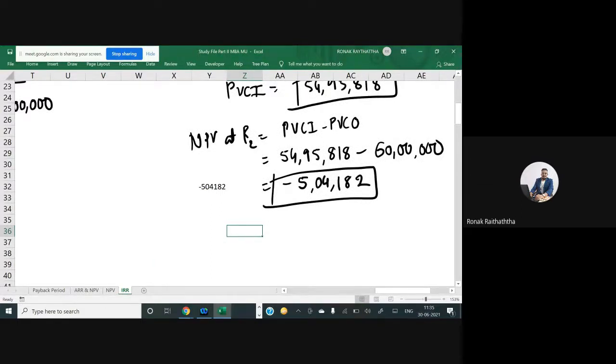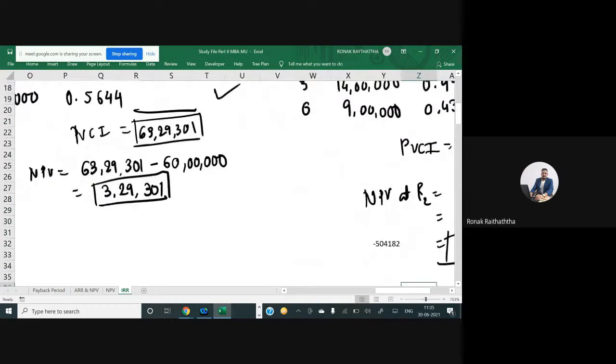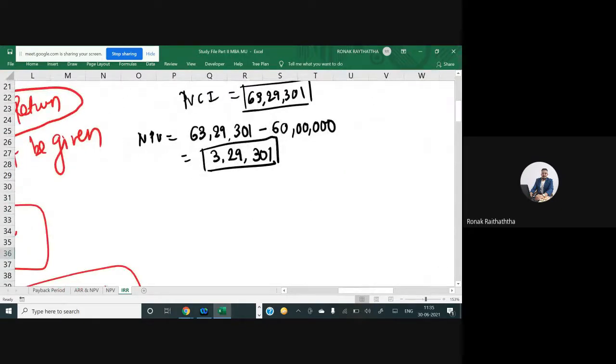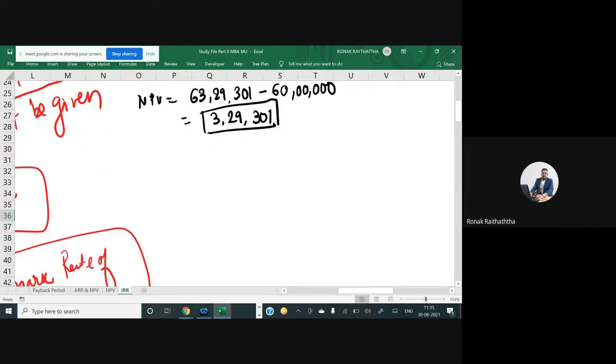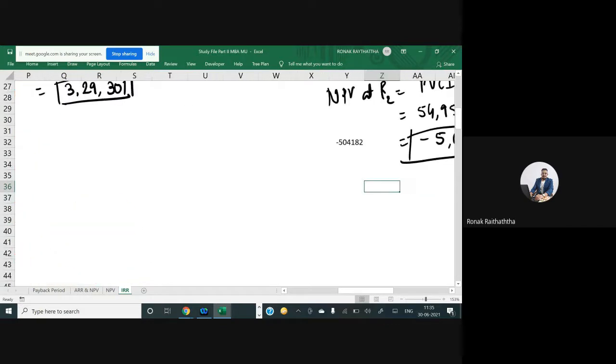At one rate, you should get the positive NPV. At another rate, you should get the negative NPV. So we have taken two rates where positive and negative NPVs are found, right? So now we may use the formula.